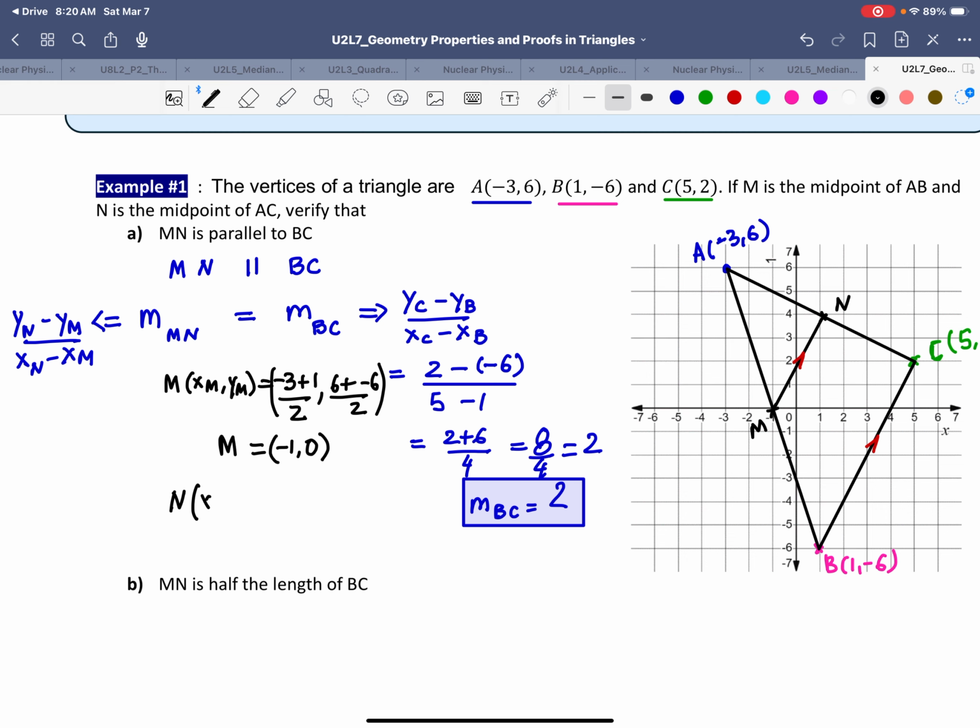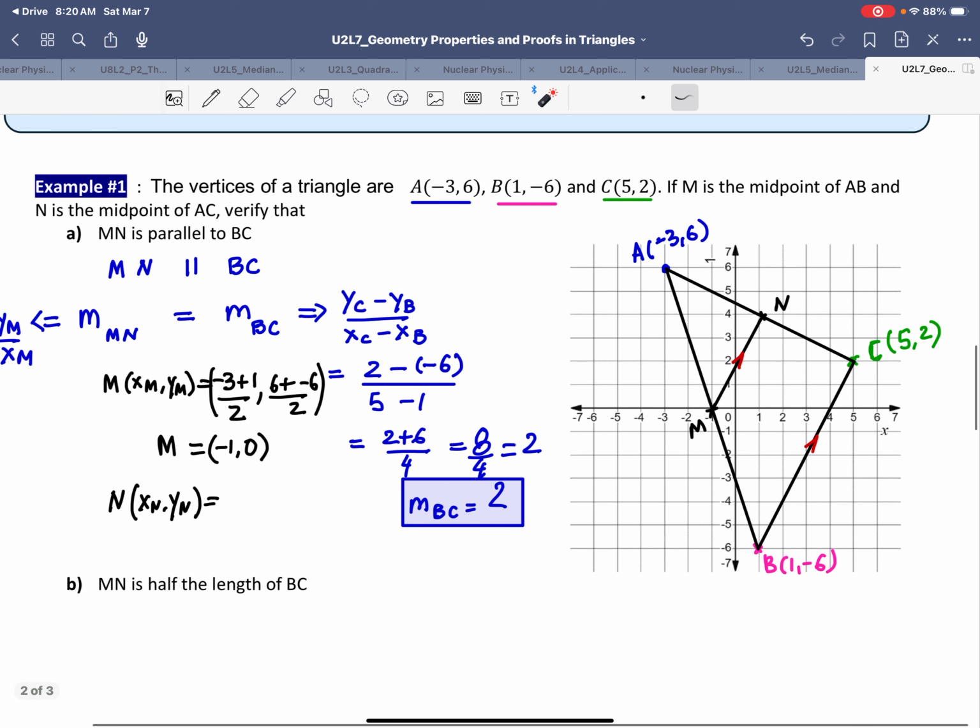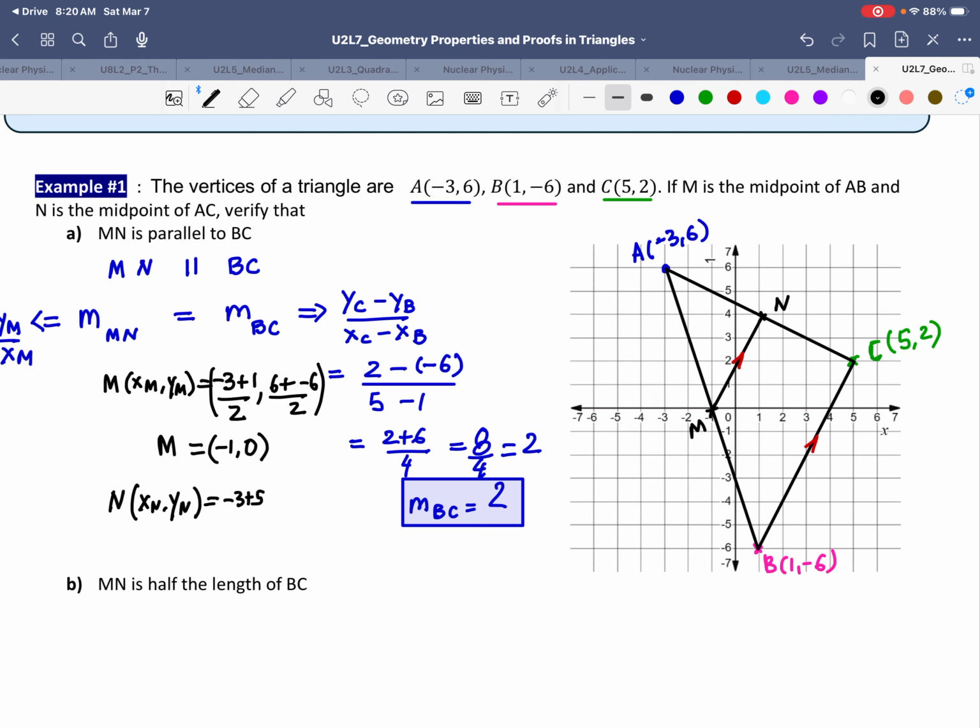Next, we'll do the same thing for the coordinates of point N. So for point N, we're going to say xn, yn. Since it is a midpoint of A to C, we're using the coordinates of A and C. For x, we have negative 3 plus 5 over 2, so the average of x. And for the y coordinate, the average of y is 6 plus 2 over 2. So that will give us the coordinates of N: negative 3 plus 5 is positive 2, divided by 2, that's 1. And 6 plus 2 is 8, divided by 2, 4.